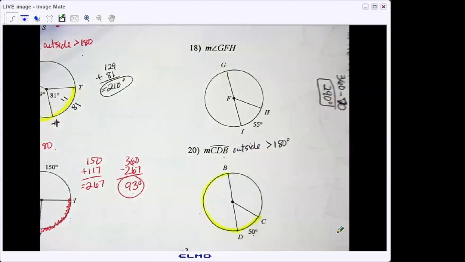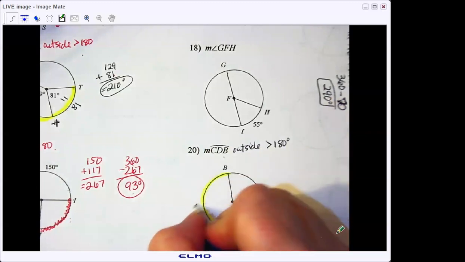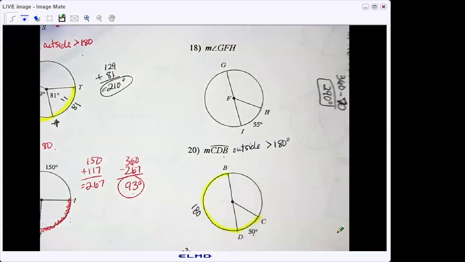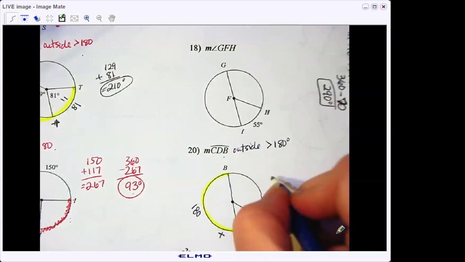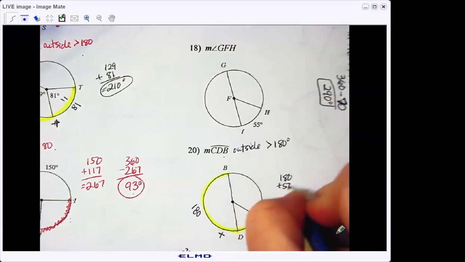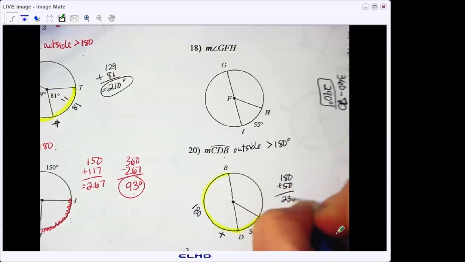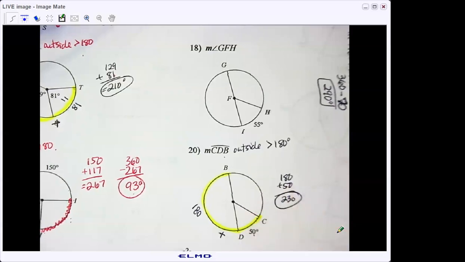Awesome. So lots of correct answers in the chat box. Thank you. So we need another outside number for this. And because it's half a circle, people put in the chat box that it's 180. Because the yellow is what we want, we can simply add these two together. You can go 180 plus 50 to get 230 degrees. And you're done.